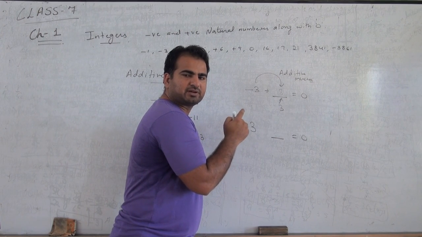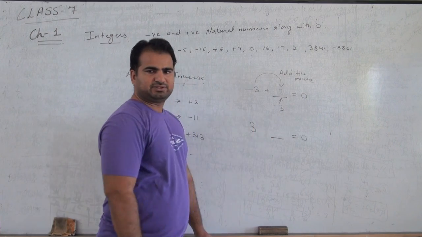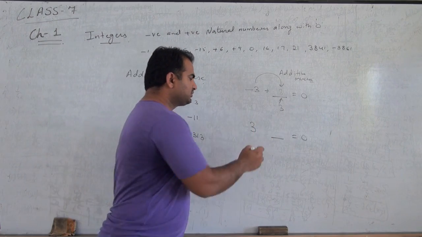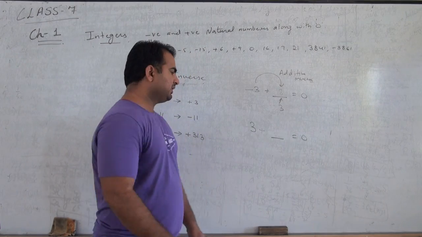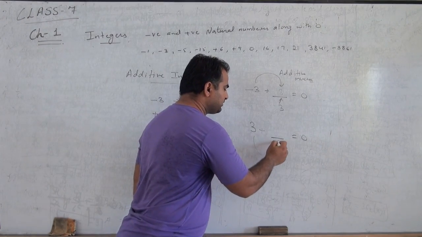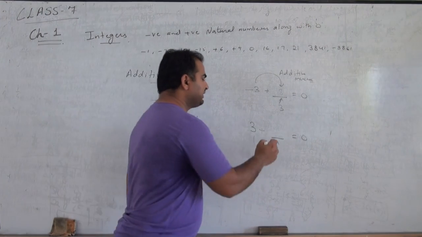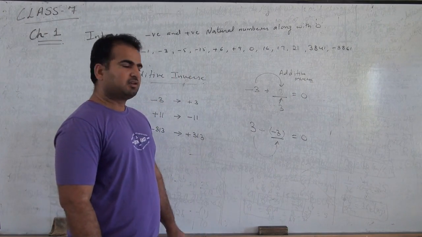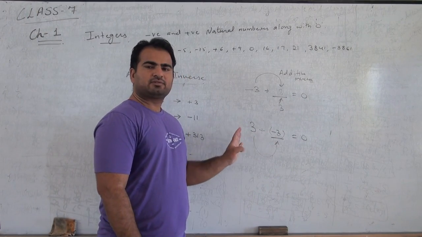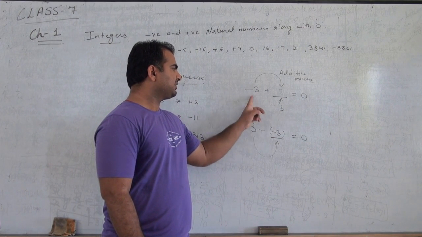What should be subtracted from 3? But as you know, the sign will change. So what should be added to 3 so that the answer becomes 0? It will be the additive inverse of 3. So what will the additive inverse be? It will be minus 3.